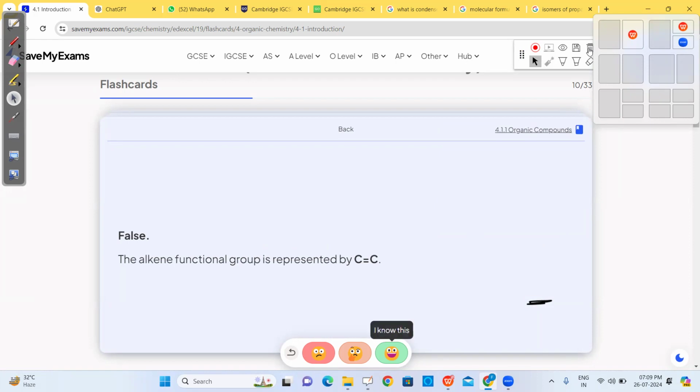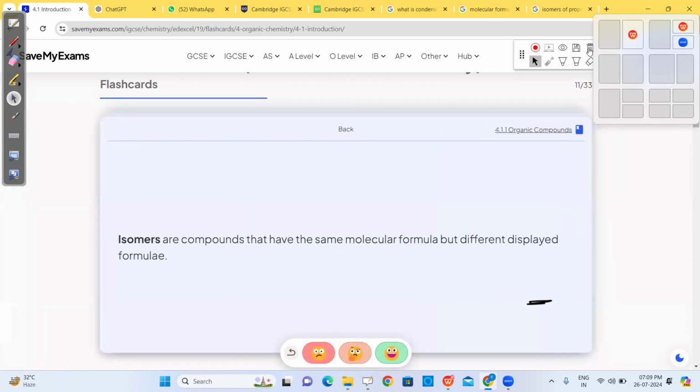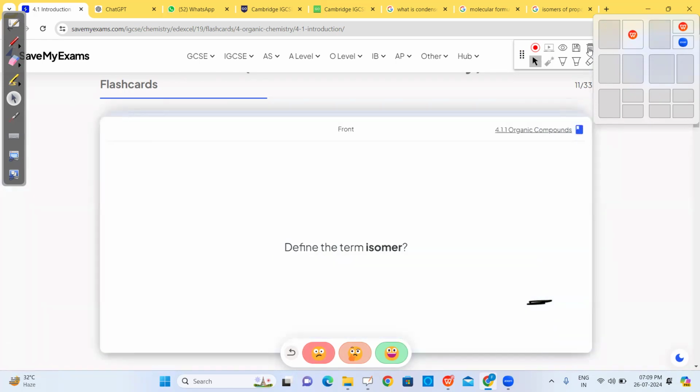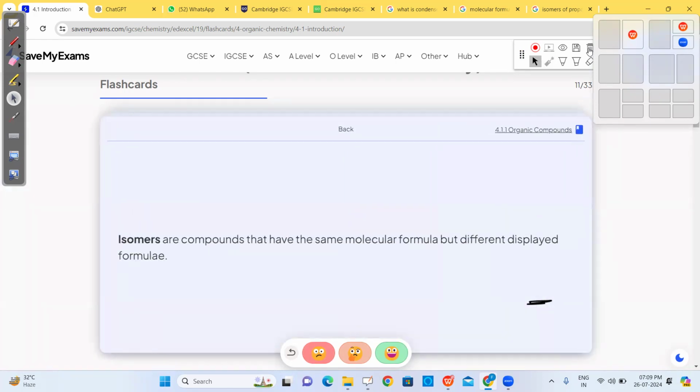Okay. So what are isomers? Isomers are compounds that have the same molecular formula but different displayed formulae, or you can also say different structural formula, different displayed formula, but they all have the same molecular formula.